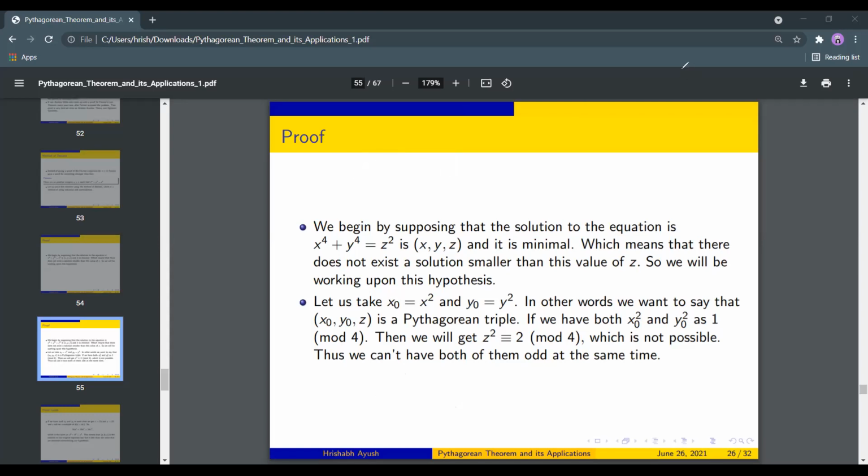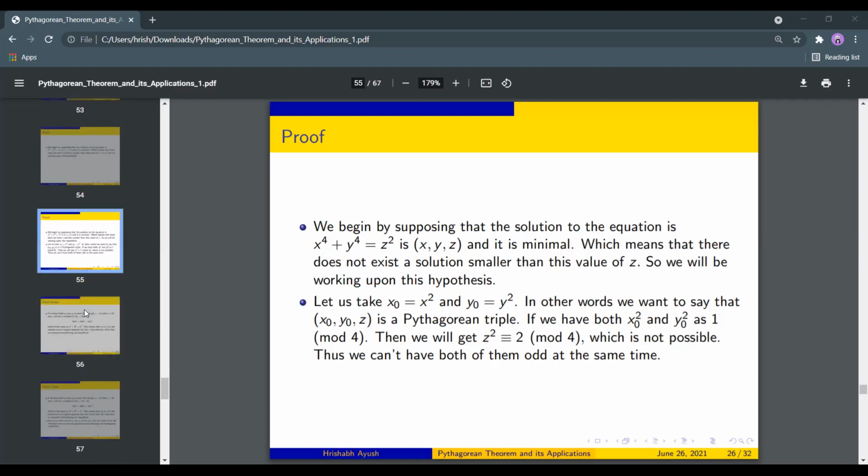So both of them can't be odd at the same time. Even if you have z square congruent to 3 mod 4, actually squares are always congruent to 0 and 1. So let's see the next slide.